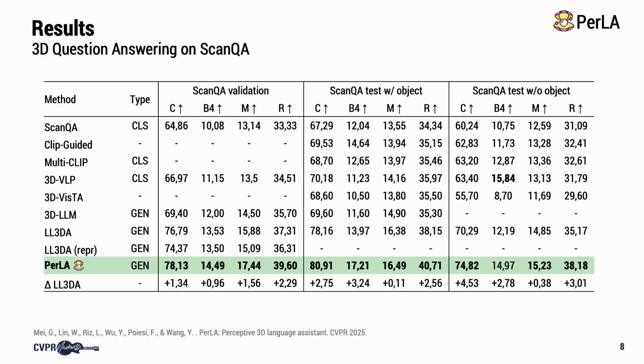On the ScanQA benchmark, PerLA consistently outperforms previous methods across all evaluation splits. Compared to LL3DA, we improved the CiDEr score by up to 2.3 points, along with gains in BLEU-4, METEOR, and ROUGE. This demonstrates PerLA's superior ability to preserve and reason over fine-grained geometry.